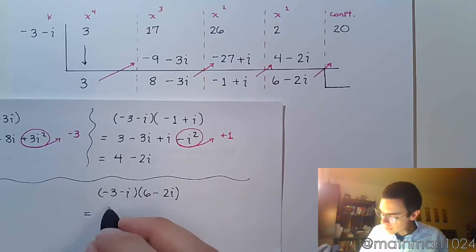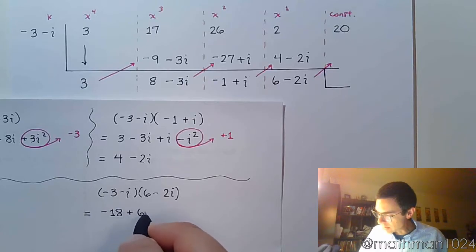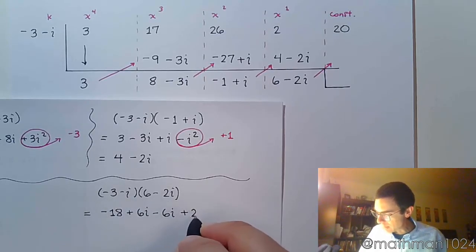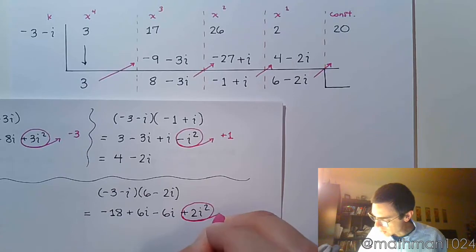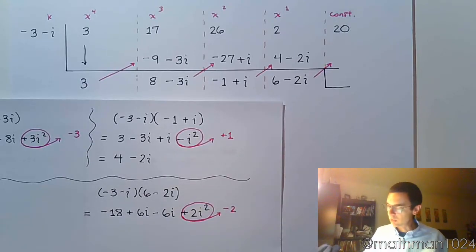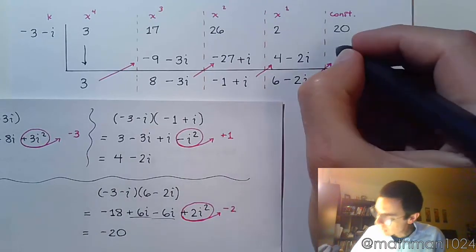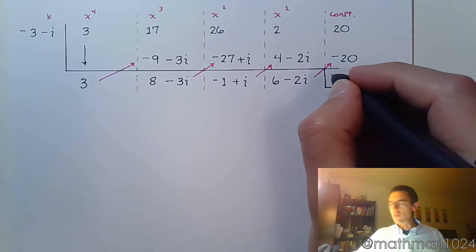FOIL, negative 3 times 6 is negative 18. Negative 3 times negative 2I is plus 6I. Negative I times 6 is minus 6I. Negative I times negative 2I is a positive 2I squared. And as we've seen, I squared is going to change the sign. It's going to make that guy negative 2. So negative 18 and negative 2 is negative 20. These guys right here are opposites and they go away. So we don't have any I left. We just have negative 20. And so our remainder here is 0.